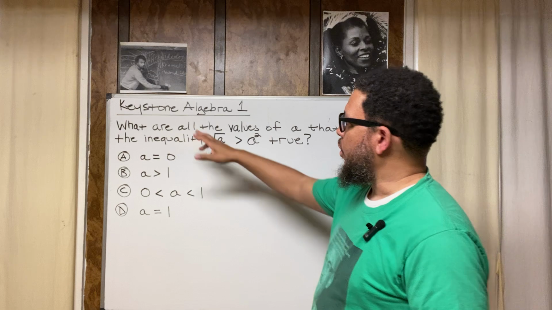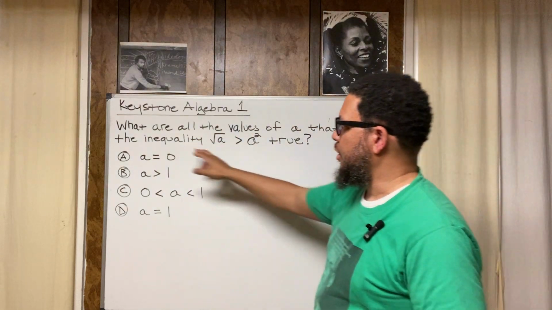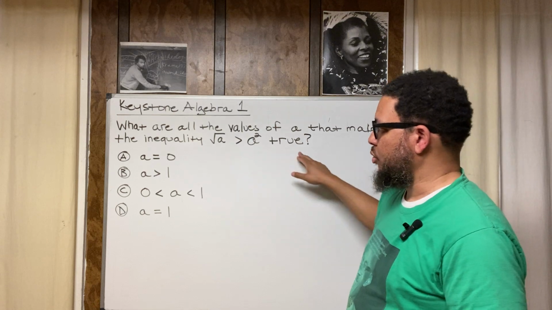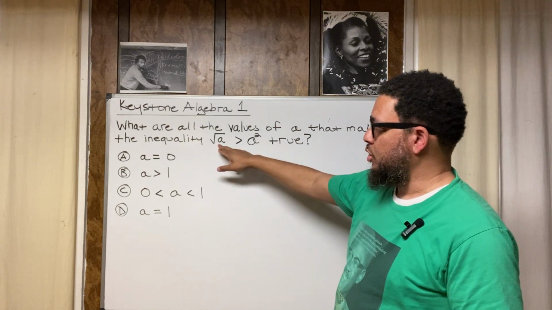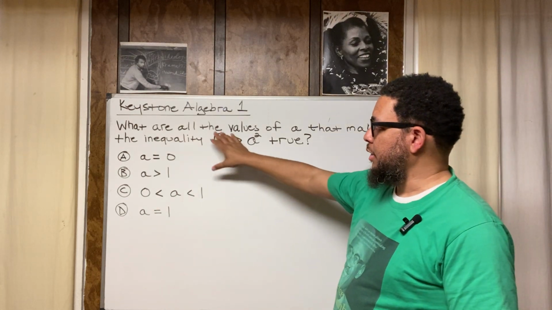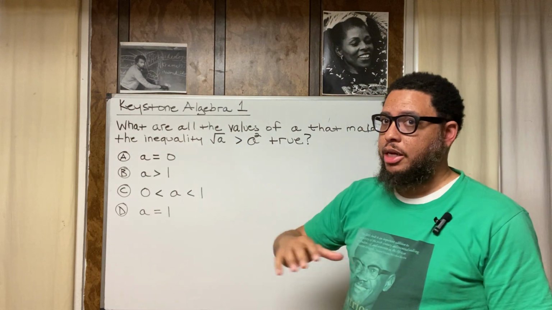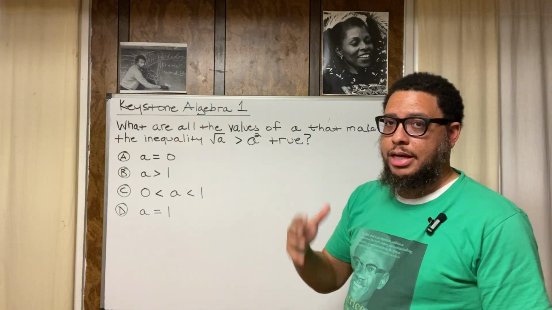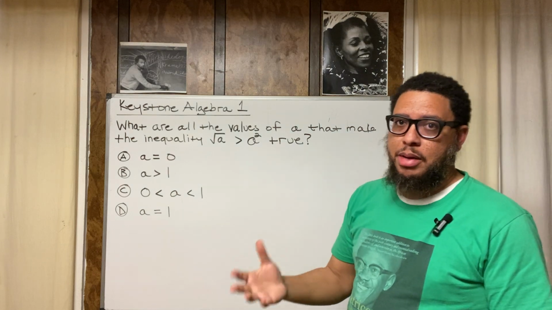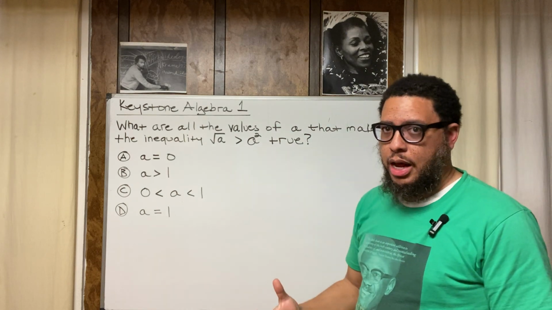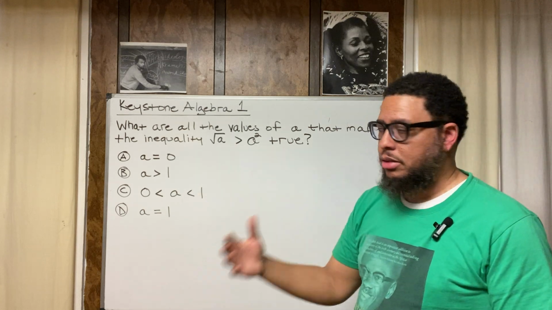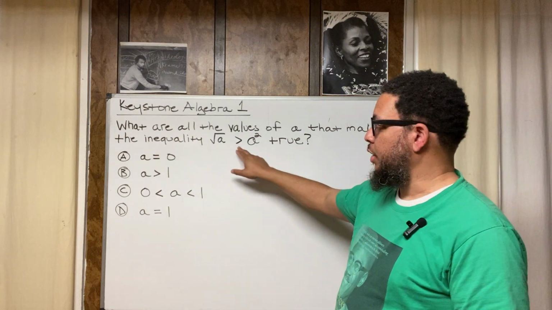So let's read it again. What are all the values of A that make this inequality right here, square root of A is greater than A squared, true? Because certain values of A, meaning if you replace A with certain numbers, will make this a true statement. Certain numbers will make it a false statement, or a lie. And as I say, one of the main purposes of math is to establish when the truth is being told or not. Correct answers give us the truth, incorrect answers give us lies. So we've got the square root of A is greater than A squared.